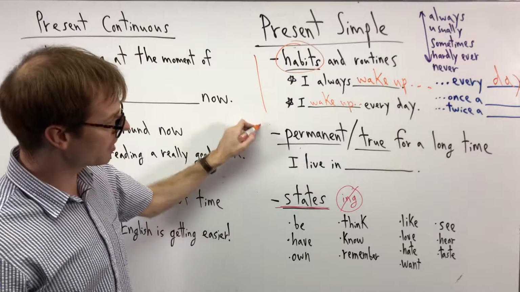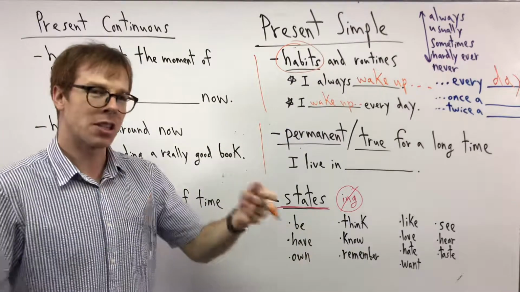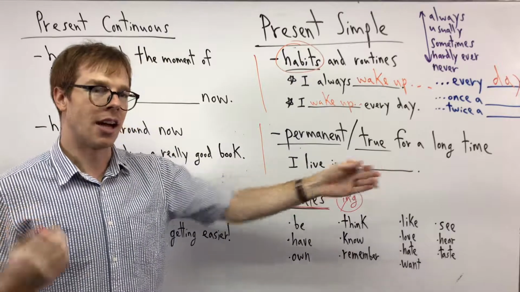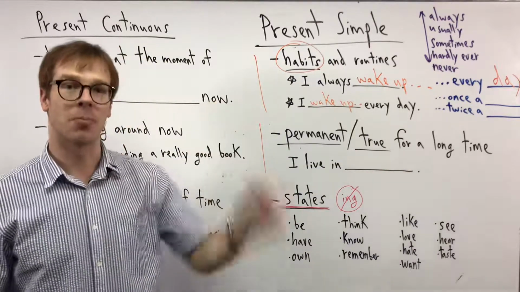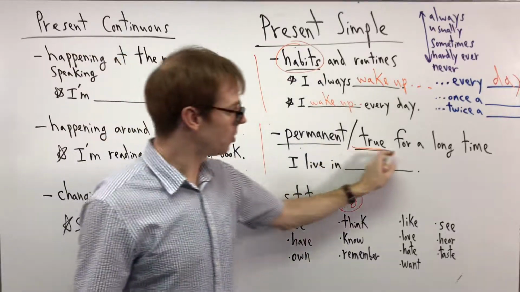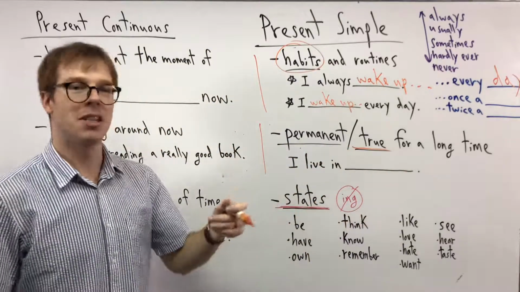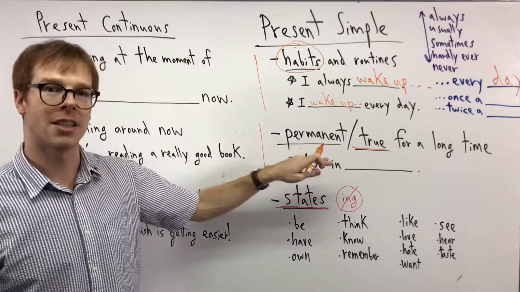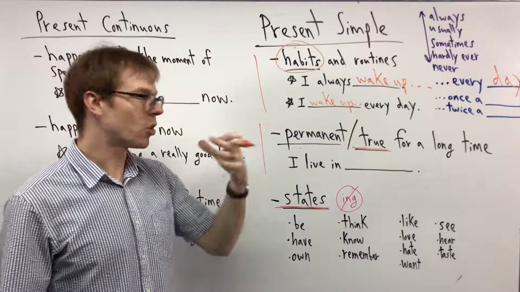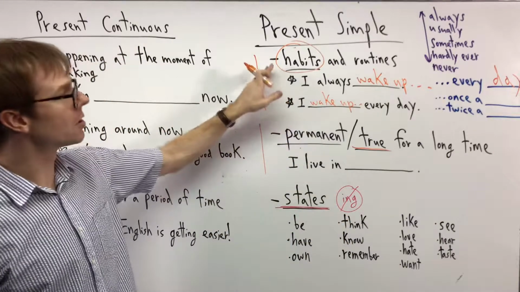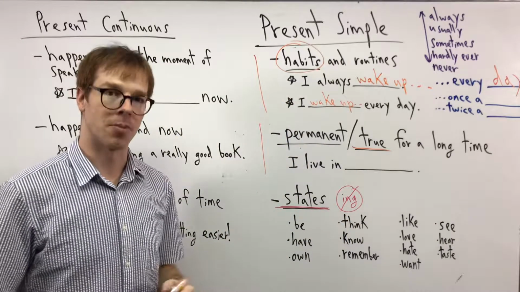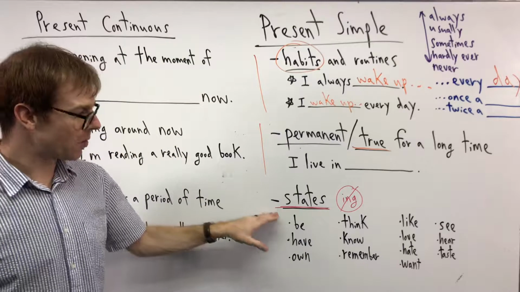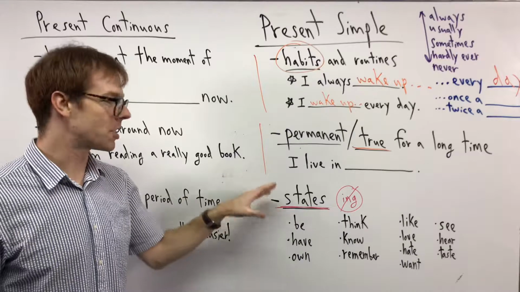Second one is if something is permanent or something that's true for a very long time, right? If I say, I live in Singapore, that's true. I've lived here a long time. I live here. Something true about me, or permanent, something that will not change. We can also use that present simple, okay? One specific note here is for states.